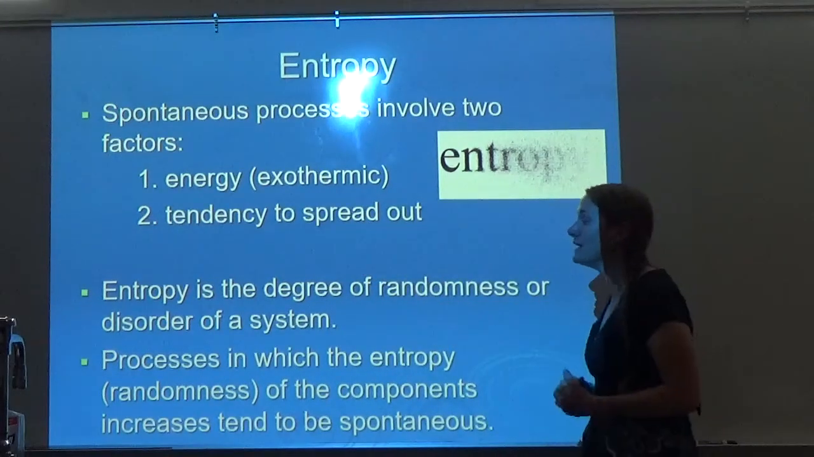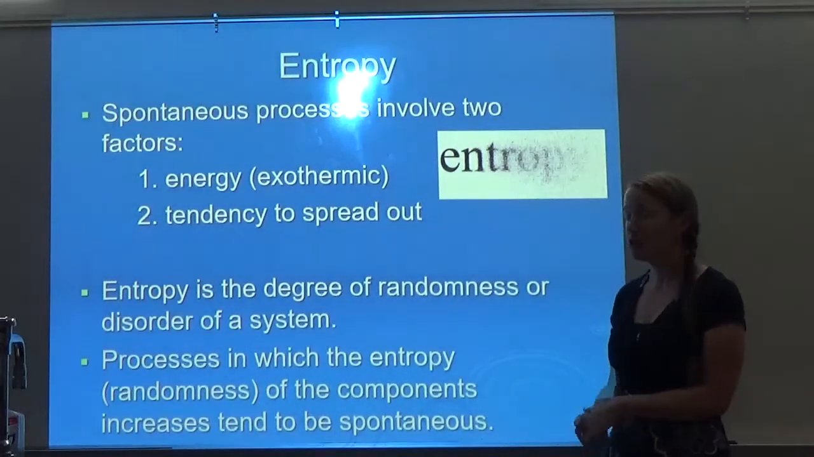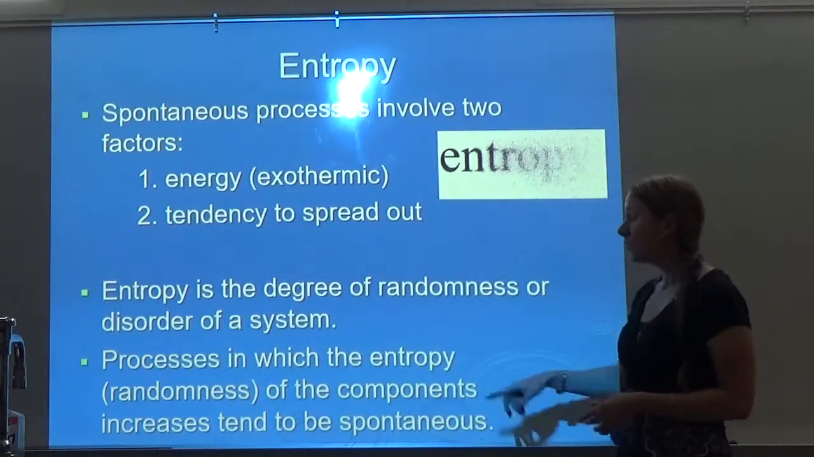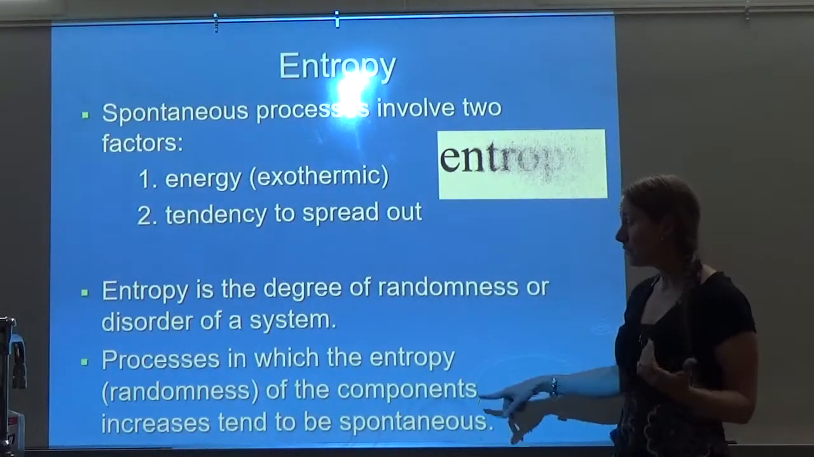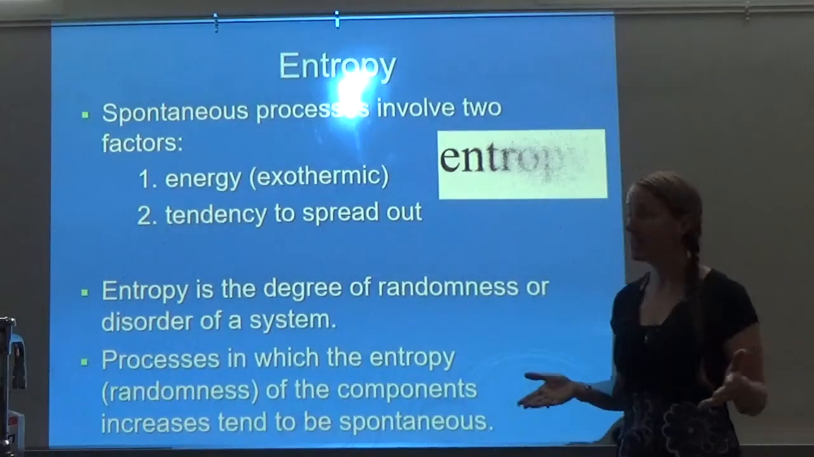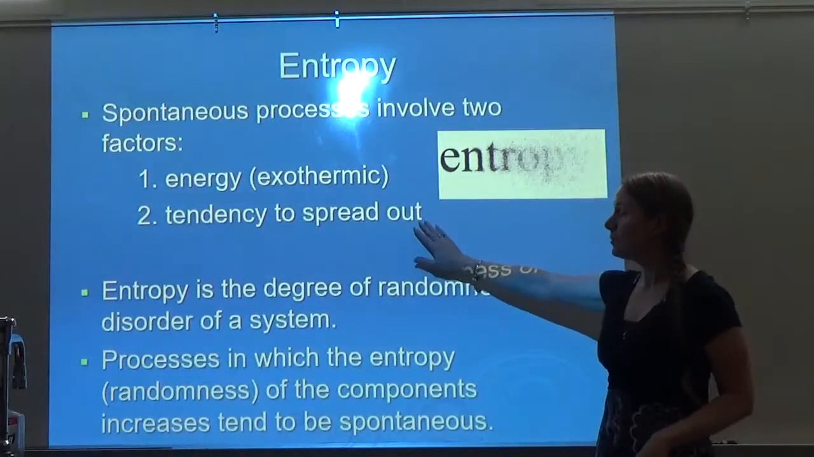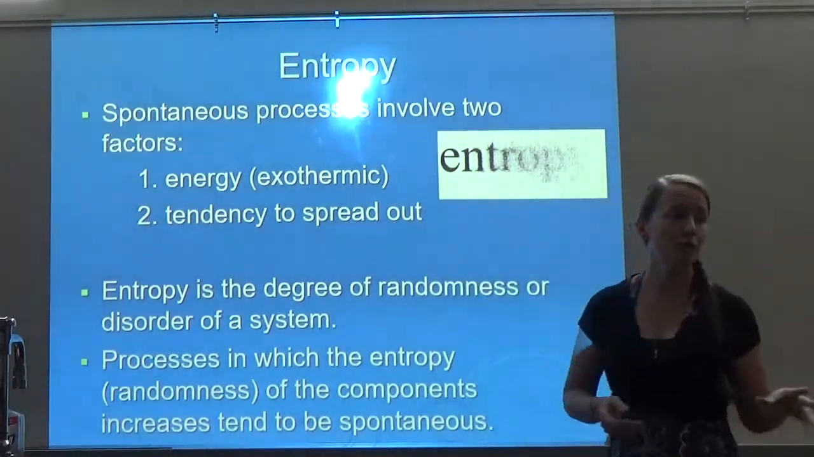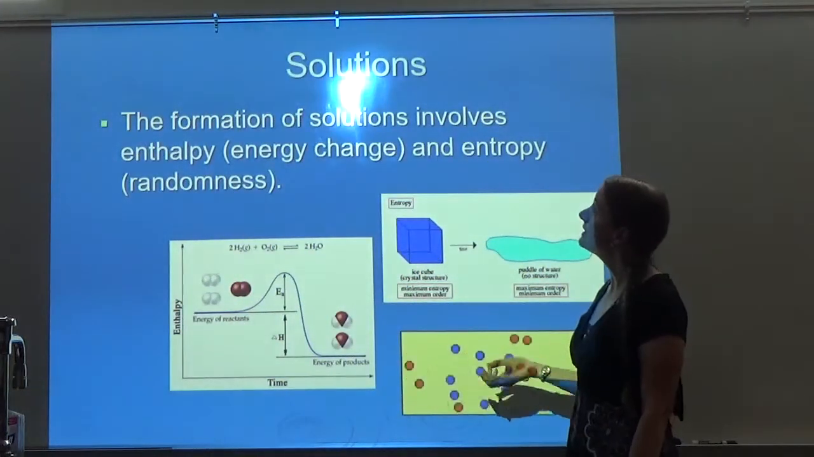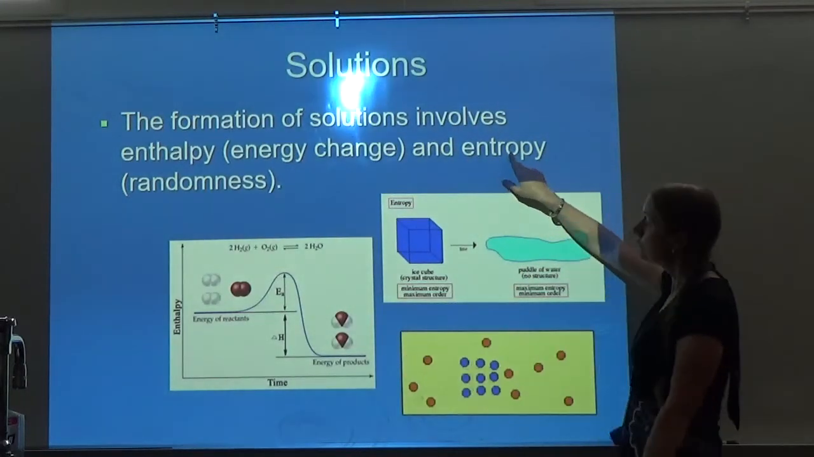So entropy is the degree of randomness or disorder of a system. So the more entropy, the more randomness or disorder that we have. Processes in which the entropy or randomness of the components increases tend to be spontaneous. So we want to release energy and be exothermic to be spontaneous, and we want to increase our randomness or disorder. So the formation of solutions involves enthalpy, which is energy change, and entropy, which is randomness.